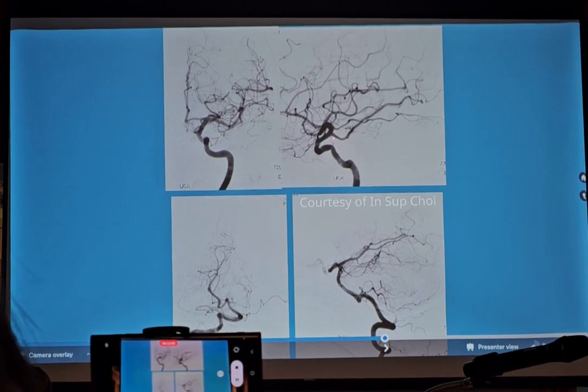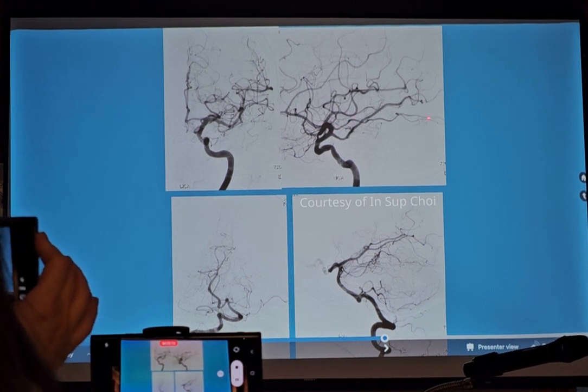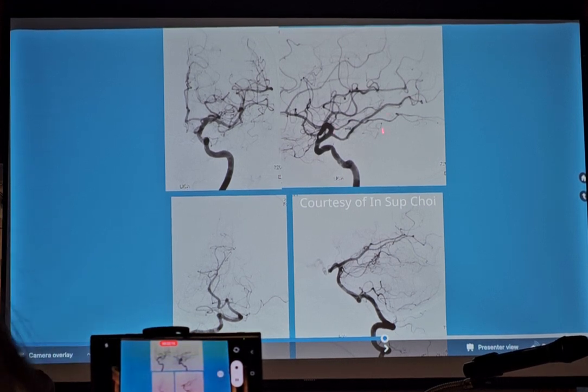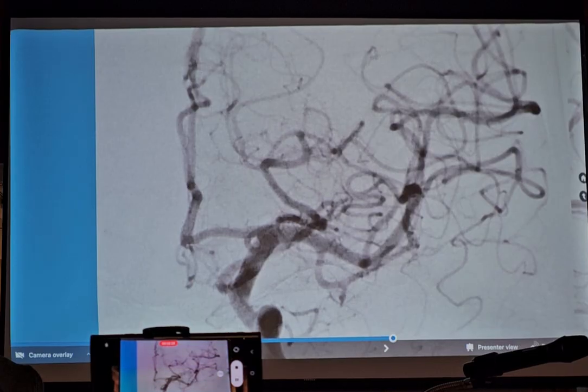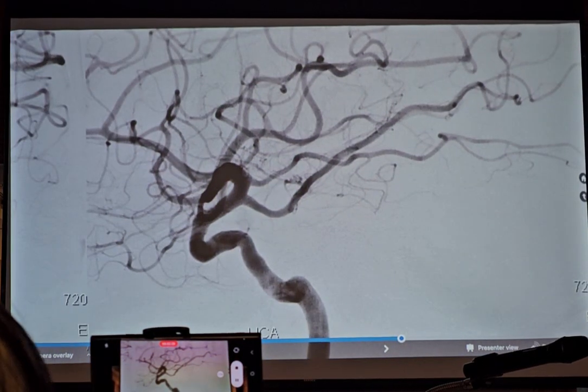You can see here PCOM, PCA, anterior choroidal, which has got a much larger territory over here than we'd normally expect. And when we look at the vertebrobasilar injection, you can see clearly that territory is missing. It's been taken over by the anterior choroidal artery. And if we look closely, you can actually see the perforating vessels coming off the anterior choroidal and the choroidal blush over here.